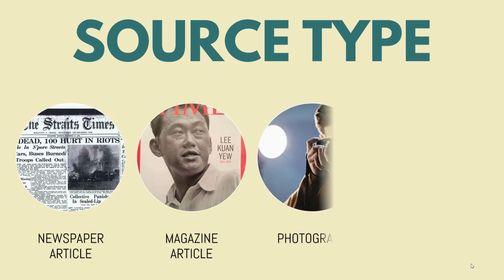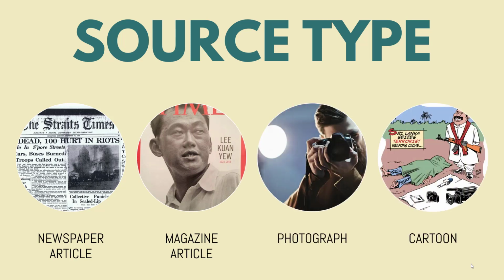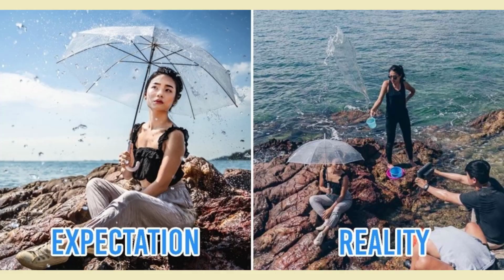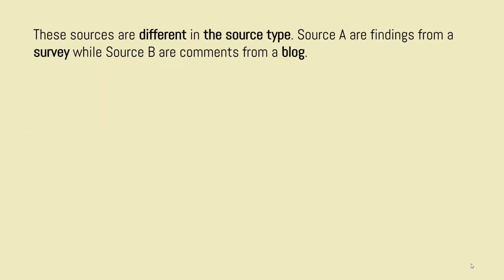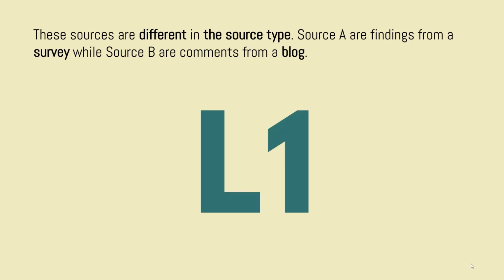Source type is about recognizing what type of source it is. It could be a newspaper article, magazine article, photograph, or a cartoon. The difference is that a cartoon is a figment of imagination from the cartoonist, while a photograph can be manipulated, but the idea is that it highly resembles real life. An example of a source type match will be: these sources are different in the source type. Source A are findings from a survey, while source B are comments from a blog. And that will guarantee L1.